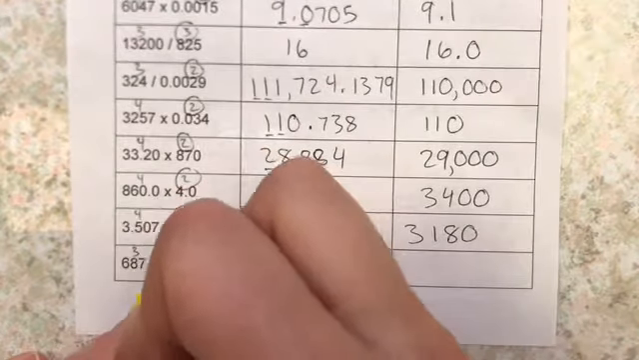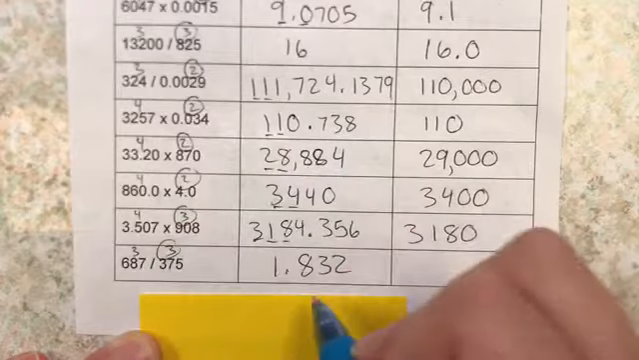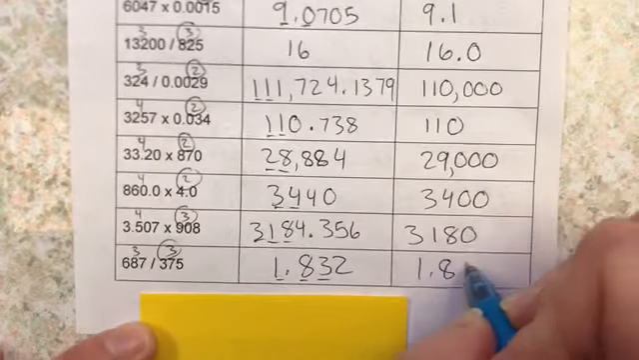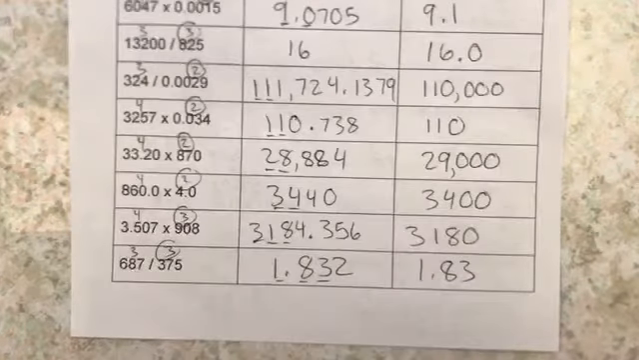And this has 3 sig figs. This has 3 sig figs, so our answer needs to have 3 sig figs. The 1, 8, 3. 2 does not round, so we have 1.83. There you go.